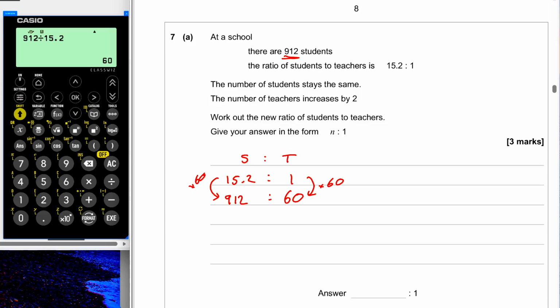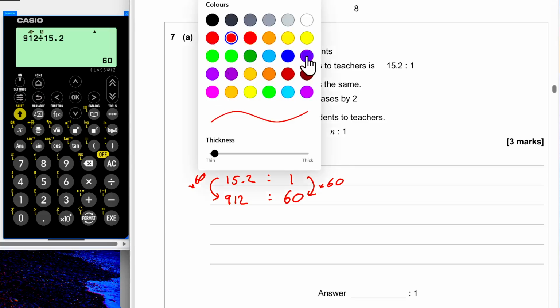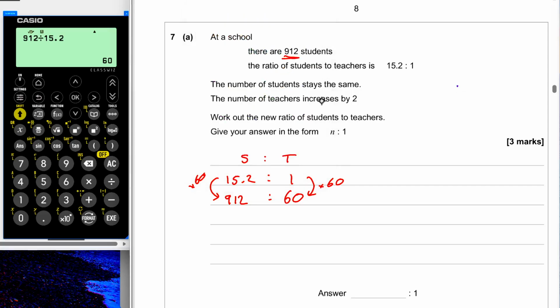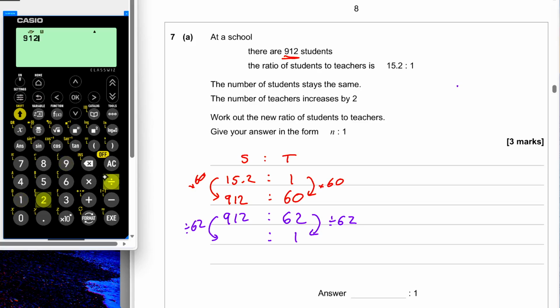Right, now, that's the original version. Now, the number of teachers increases by 2. The number of students stays the same. And then we want this in the form of 1 to our mystery number. So here we're dividing by 62. So here we need to divide by 62. So 912 divided by 62 gives us 456 over 31. And we'll go decimal because our answer here is in decimal.